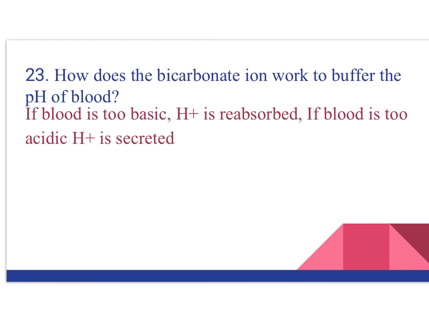Bicarbonate we've talked about before with the respiratory system. We know that it can bind hydrogen and form carbonic acid, or it can release hydrogen and form bicarbonate. So we can break carbonic acid and reabsorb hydrogen and excrete bicarbonate if our blood is too basic, and vice versa. If our blood is too acidic, we'll secrete the hydrogen and retain the bicarbonate.